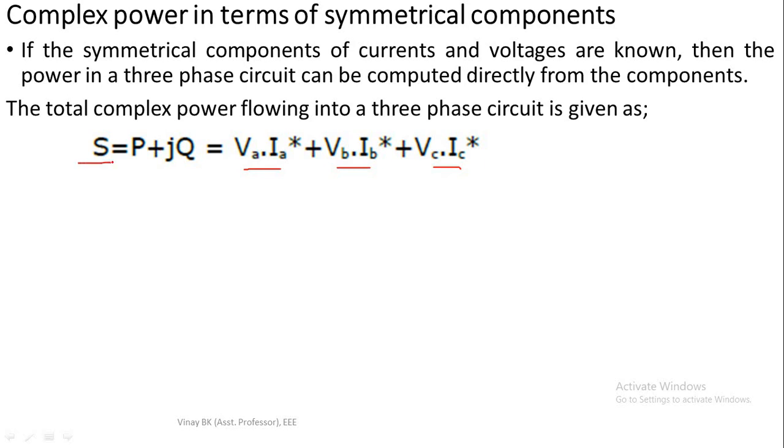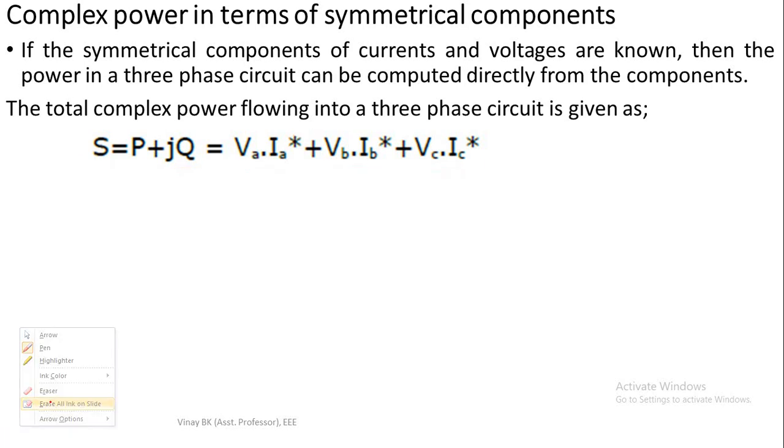Here S is nothing but the total complex power, P is the active power and Q is the reactive power, and the star indicates conjugate.